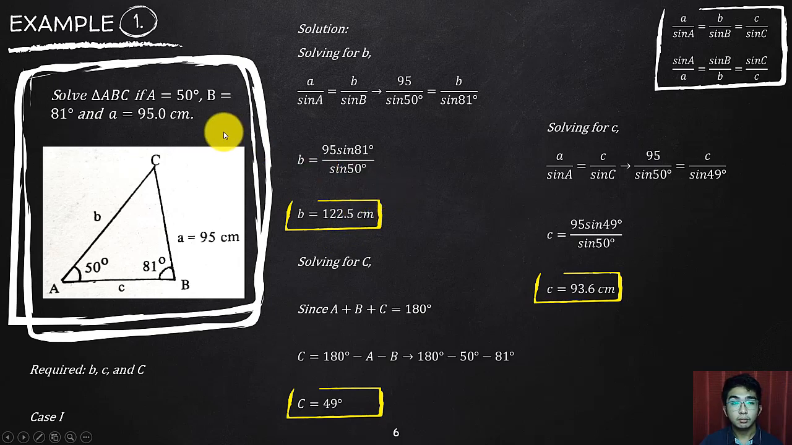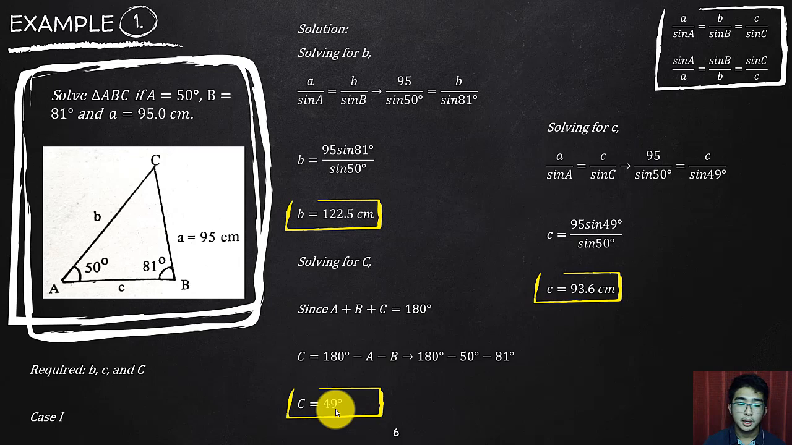Now, for angle C, remember, for any triangle, the summation of the measures of the three angles must always be 180 degrees. Since we already have 50 degrees for A and 81 for B, we simply need to subtract that from 180 degrees. So 180 minus A minus B gives you C as 49 degrees. So that is the measure of angle C.